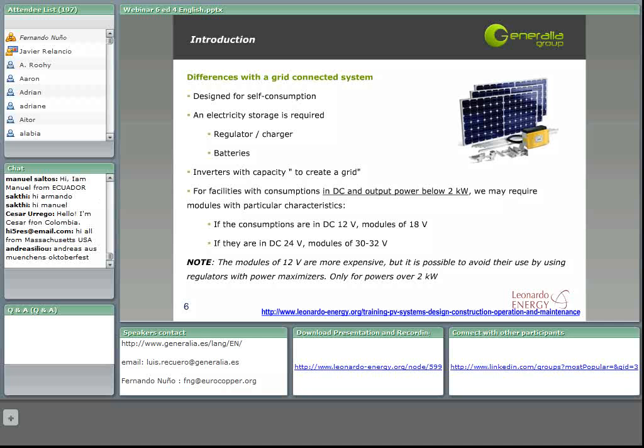So these types of modules are more expensive, but we can maybe reduce their costs, because then we don't need a regulator with power maximizers. Anyway, we have to check with the manufacturer both possibilities in order to see which one is the most profitable for our project.